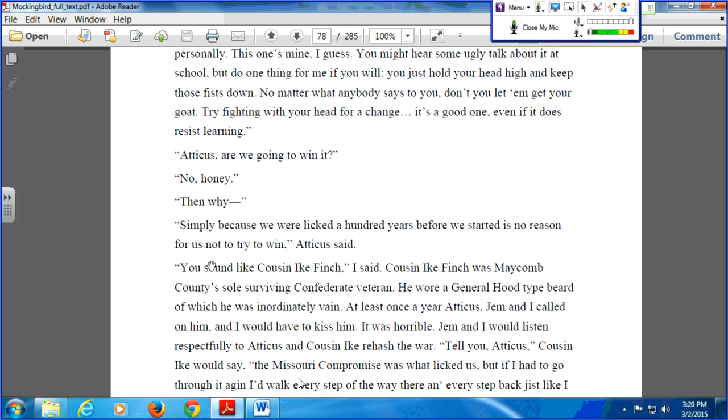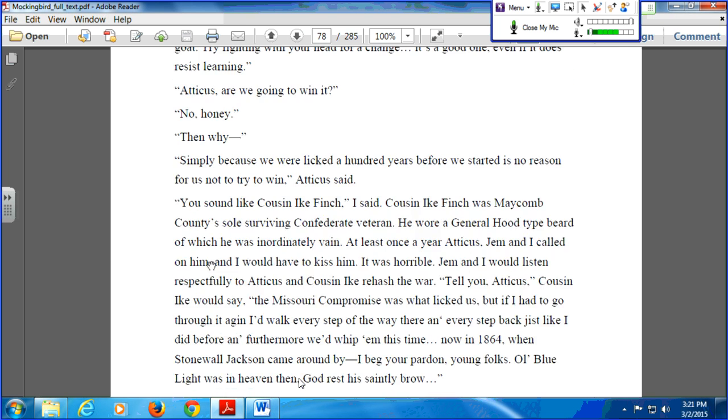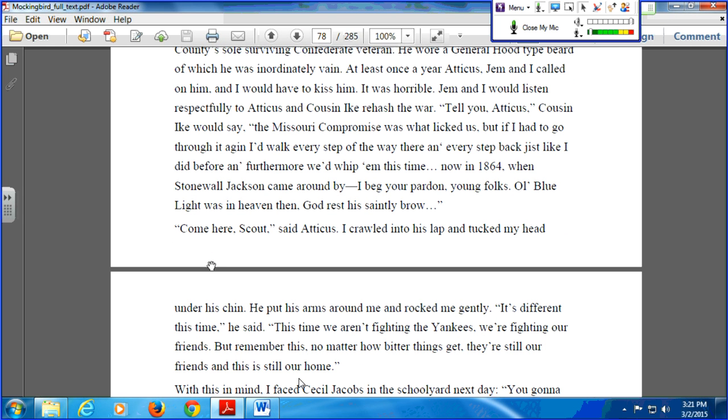"Tell you, Atticus," Cousin Ike would say, "the Missouri Compromise is what licked us. If I had to go through it again, I'd walk every step of the way there and back again, just like I did before, and maybe this time somebody would whip them. Now in 1864, when Stonewall Jackson came by... beg your pardon, young folks, old Blue Light was in heaven then. God rest his saintly brow." "Come here, Scout," said Atticus. I crawled into his lap and tucked my head under his chin.